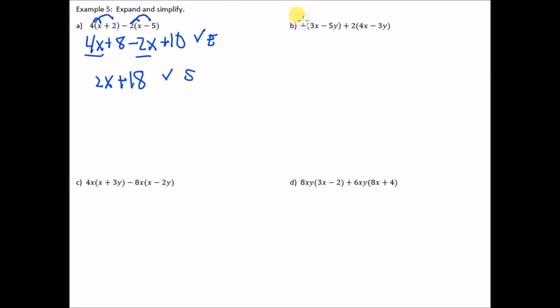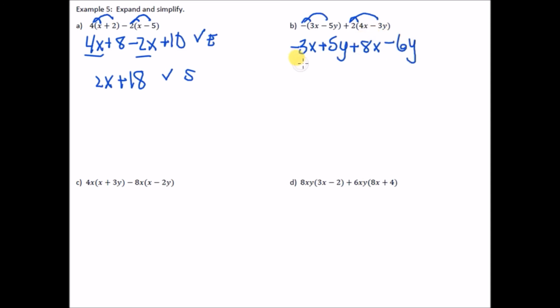Okay, so for the first bracket, we're going to negate everything. We're going to multiply everything by a negative sign. So negative 3x plus 5y. All that happens is the positive 3x goes to negative, the negative 5y goes to positive. Okay, and we're going to multiply everything in the second bracket by 2. So 2 times 4x is 8x. 2 times negative 3 is negative 6y.